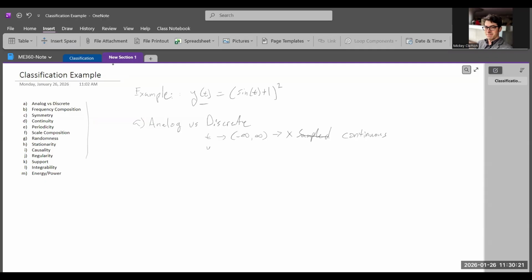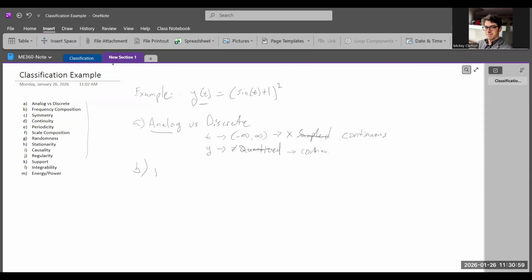Let's check our y value. So the y value is similarly not quantized. It's not forced into specific buckets of values. It can vary anywhere that sine this quantity can vary. There's no modifications on this equation or in the sampling itself that drives the y value into quantized values. So this is not quantized. It is also continuous. And so we have an analog signal.